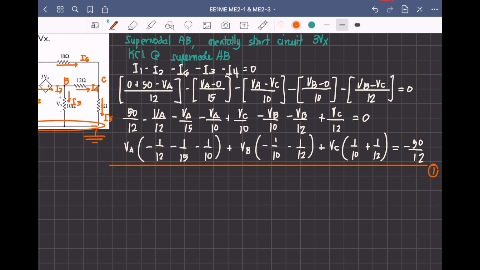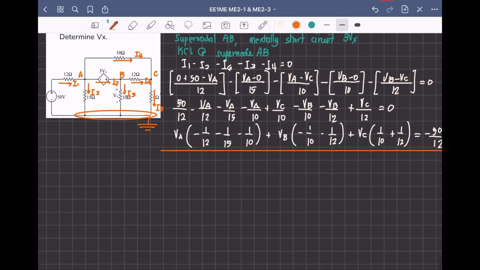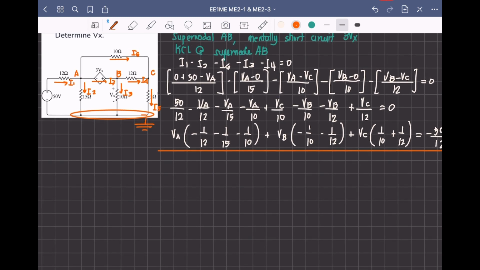Okay. After that, what is our next step? After you do KCL at the supernode, all the remaining nodes are next. So, okay na tayo dito. Ito na lang ang tira. We do KCL at node C.